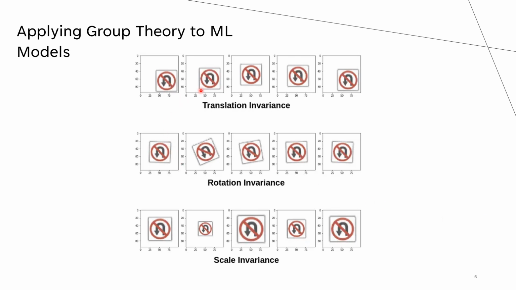So we have different examples here. We have translation invariance, we have rotation invariance on this traffic sign, and we have scale invariance. So the network's output is invariant to certain transformations, as seen here, of the data input. Group theory helps us design networks that respect these symmetries, leading to more robust and explainable models.